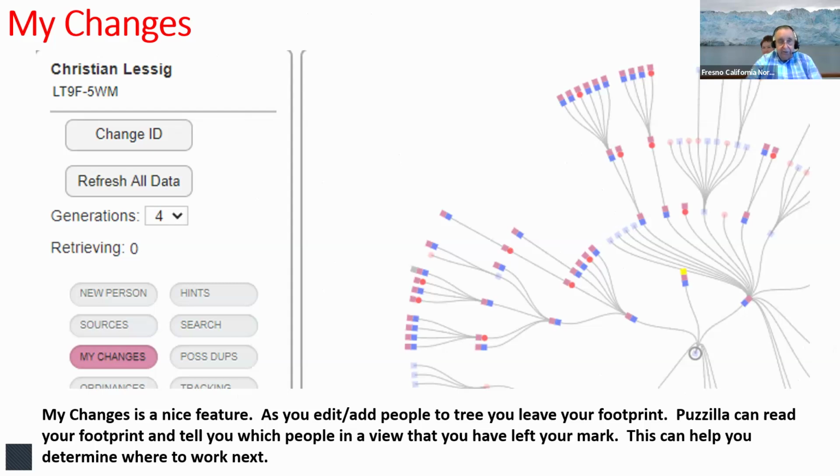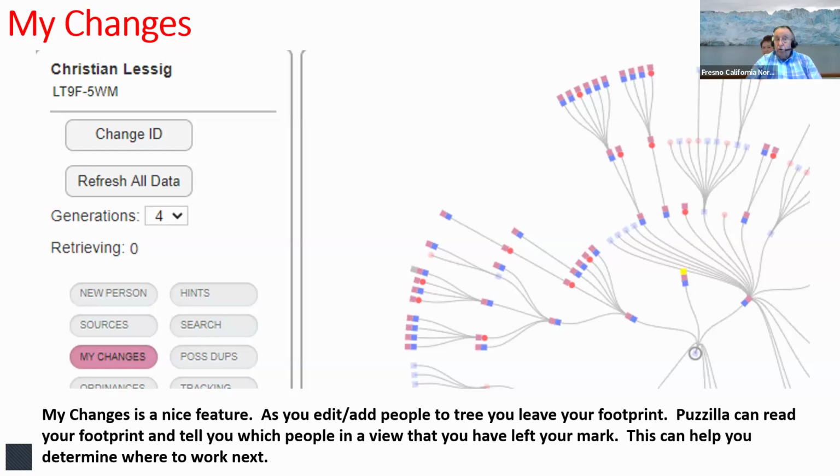Okay, another feature that's in a paid section is called My Changes. It gives you this kind of, I don't know, mauve color. Anyway, what it does is anytime you go to a person in the tree and you add a source, change a date or place, or make any correction, you leave a footprint. And this program can look at the footprints and find if you've ever worked on anybody on the chart that's showing on the screen. And if you've ever left your footprint, it's going to mark it for you.